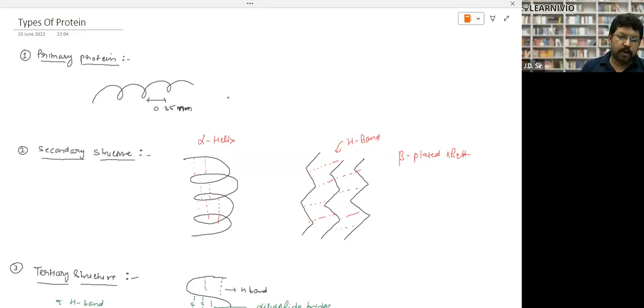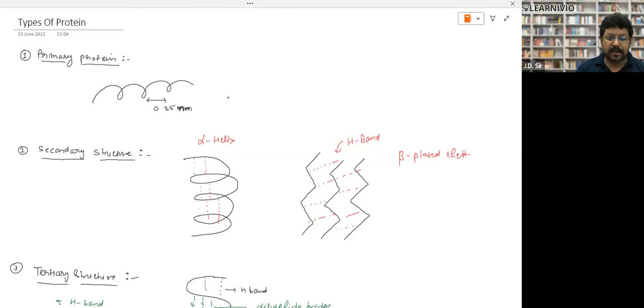Now, in secondary protein, you can see they may be of two types. When the chain starts folding, this is a 3D structure. So secondary protein may be made up of more than one chain, and this may be in the form of alpha helix or beta pleated sheet. In alpha helix, there is a three-dimensional whorl, spring-like structure, and between these whorls there will be a bond, a disulfide bridge or hydrogen bonds, right?